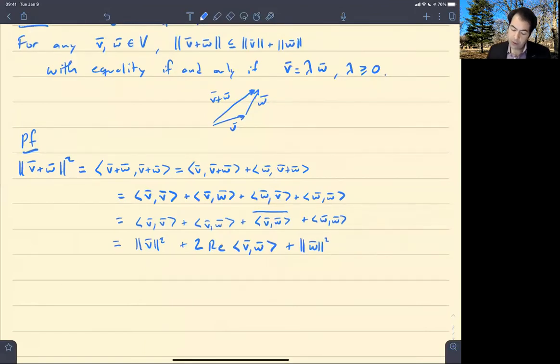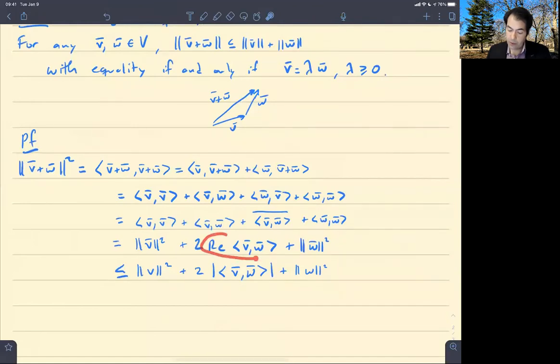Okay, so the real part of a complex number is less than or equal to the modulus of that complex number. If the complex number is a plus ib, then the real part is just a, and the modulus is the square root of a squared plus b squared. If b were 0, then a would be less than or equal to the square root of a squared, and adding the b just makes it no smaller. So I have this inequality.